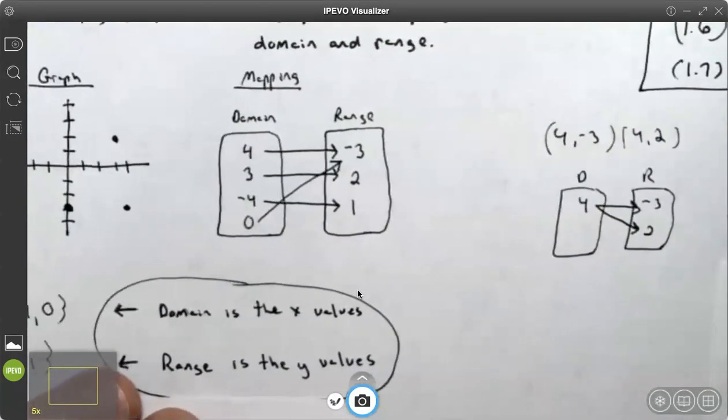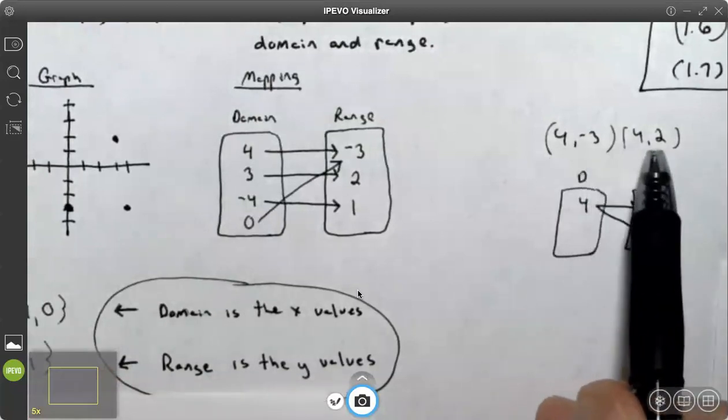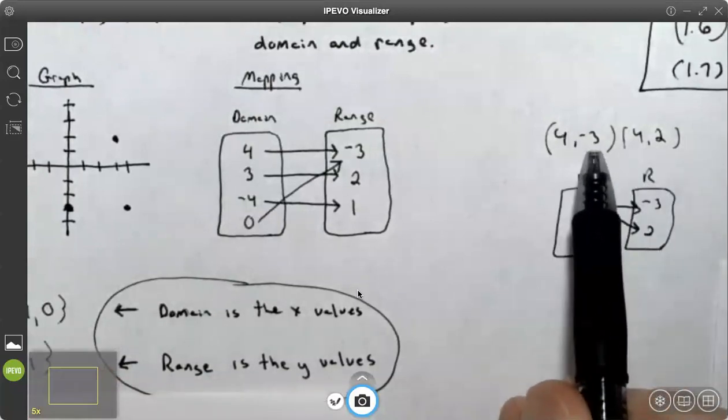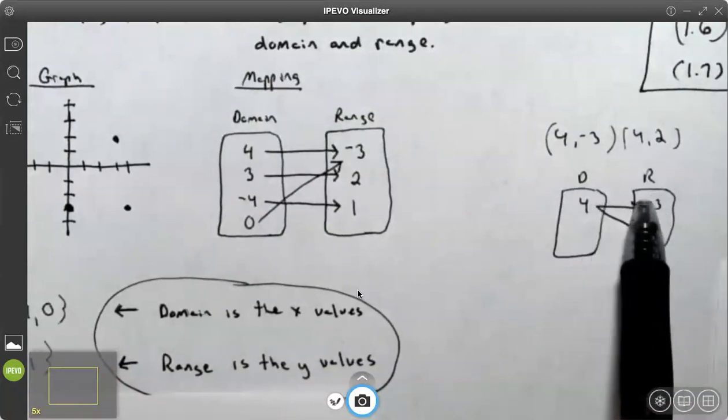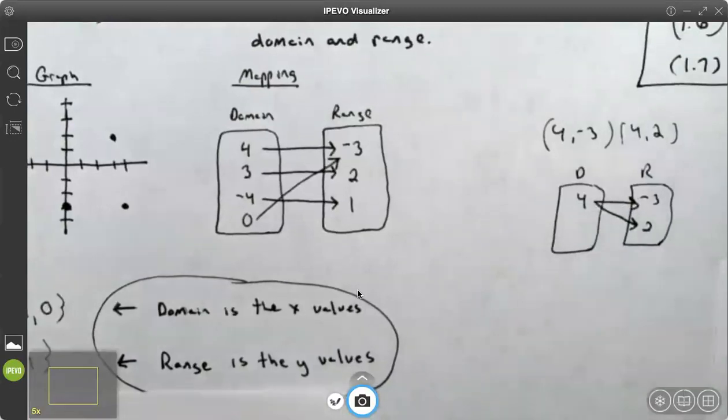What about this one? Here's an ordered pair. Here's a mapping. What is my domain? What is my range? Is it a function? My domain is 4. My range is -3 and 2. Is it a function? No. Your x value of 4 has two different y values, a y value of -3 and a y value of 2. Also shown here in the mapping, this x value of 4 points to two different y values. So no, that one is not a function.